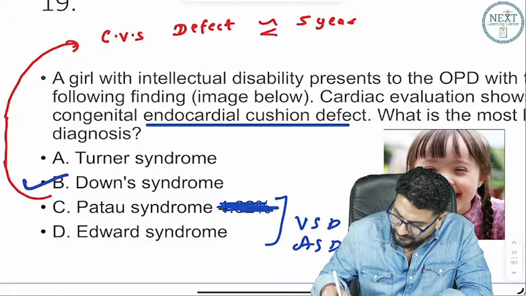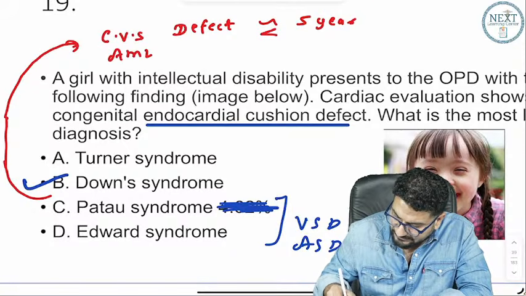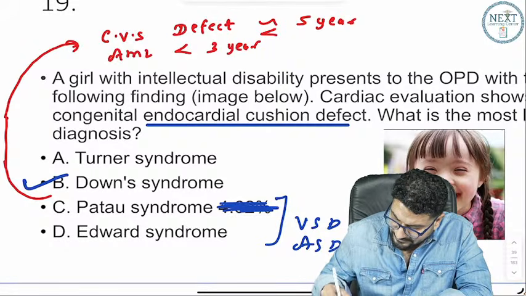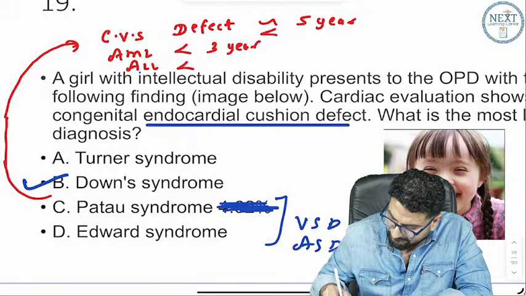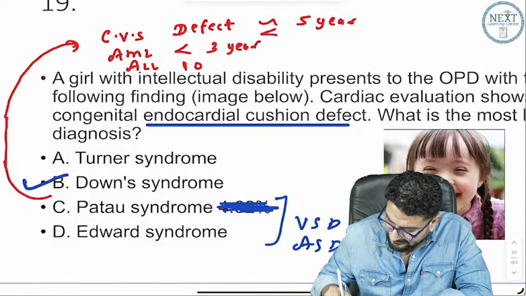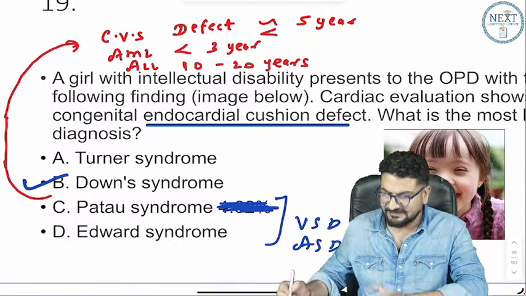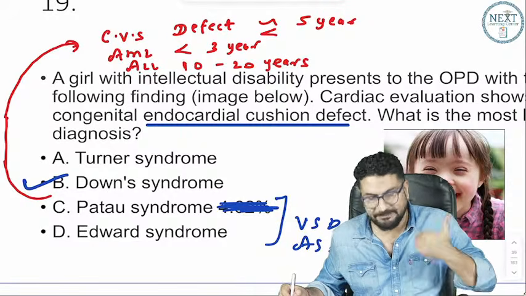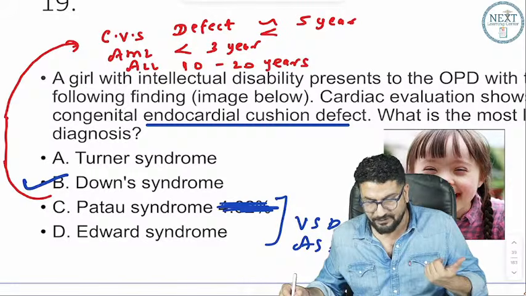In Down syndrome, what do they ask you? AML occurs in less than 3 years. In Down syndrome, ALL will occur when a child is reaching his 20s, meaning in the age of 10 to 20. जब बच्चा 10 से 20 साल का होगा तब उसको क्या होगा, ALL होगा. 3 साल के पहले AML होगा. 5 साल के पहले क्या होगा, कार्डियोवास्कुलर डिफेक्ट.